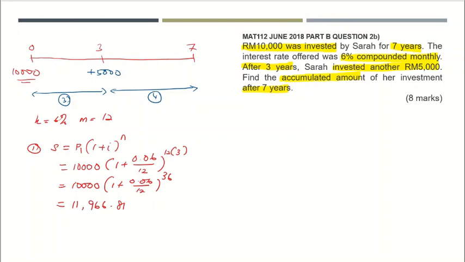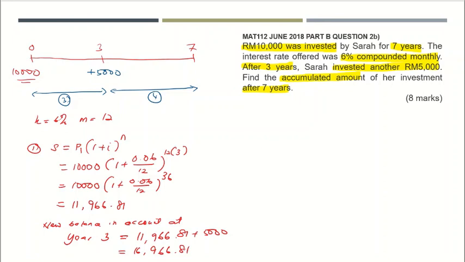Then at 3 years, she adds another 5,000. So you have a new balance in the account at year 3. This gives you 11,966.81 plus another 5,000, so you have 16,966.81. In the account after 3 years you have 16,966.81, and this value is kept for another 4 years in the same account.